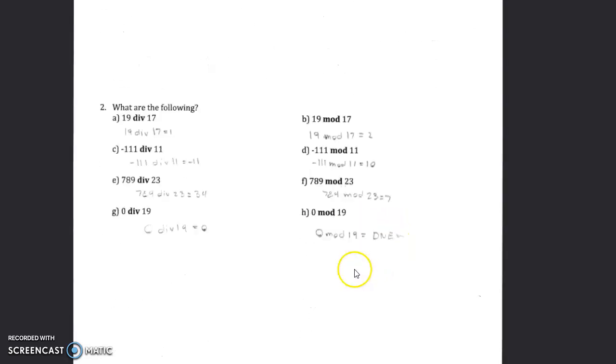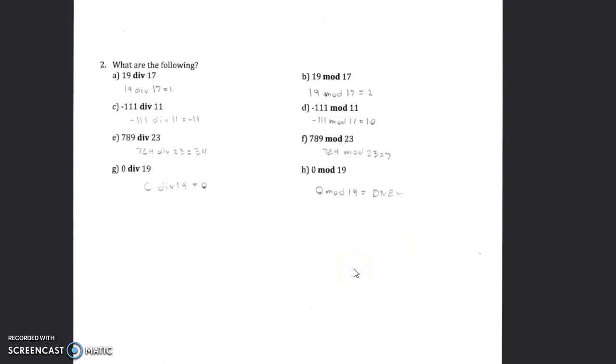Not true. Number 2 is just asking for the div and the mods of the following numbers. So again, div is just the number you get when you divide with no remainder, and then mod is the remainder that you get. So 19 div 17, so 19 divided by 17, you get 1, since 17 can only go into 19 one time.